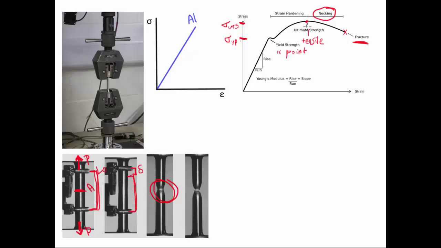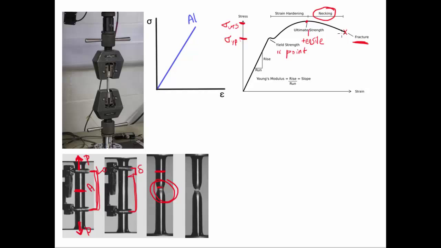I'll mention something that we won't worry too much about. I just want you to know that it exists. In the necking section of the graph, stress is calculated using not this smaller cross-sectional area, but the original cross-sectional area. That is, we don't change the value of A as we determine the stress at this point.